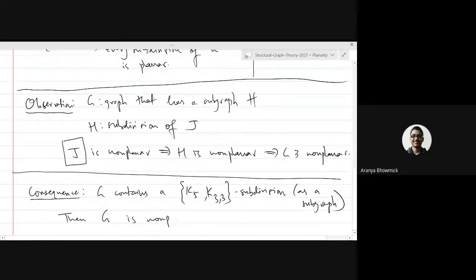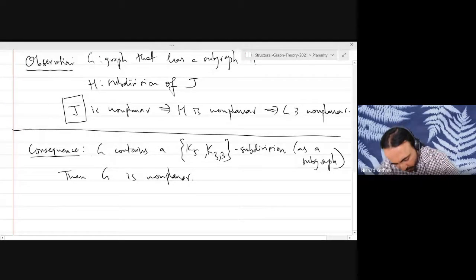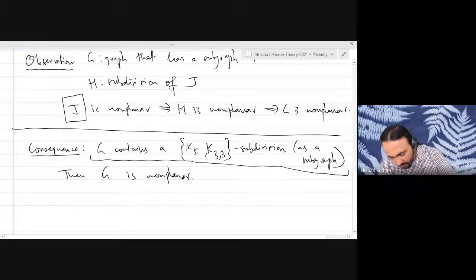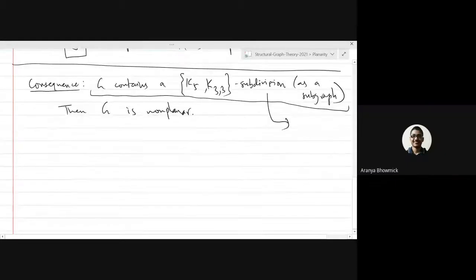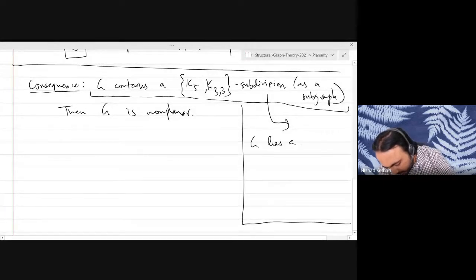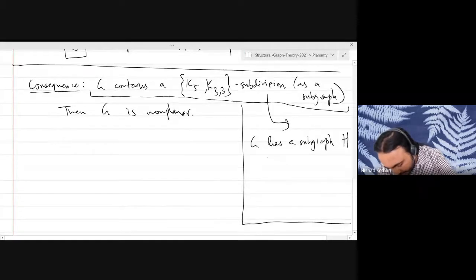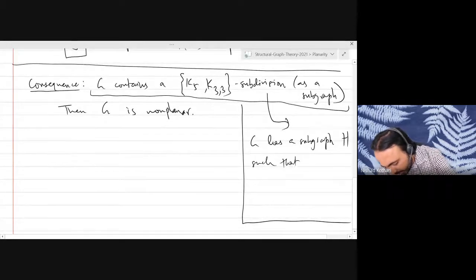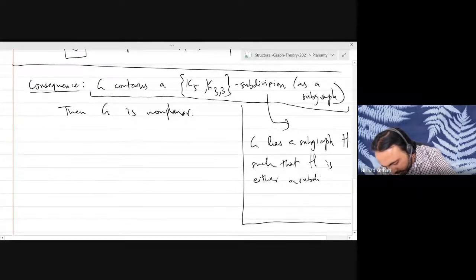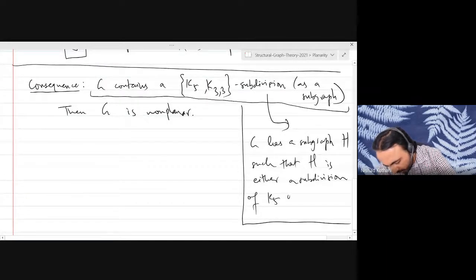Sir, can you repeat once again? What do you mean by K5 or K33 subdivision as a subgraph? Right, right. So what do I mean by this statement? Yeah, exactly. I mean that G has a subgraph H such that H is either a subdivision of K5 or of K33.